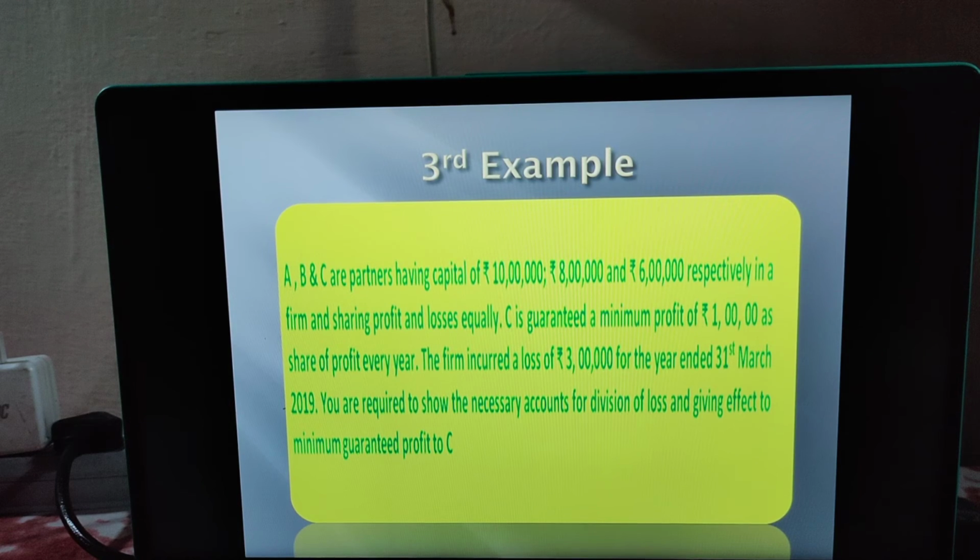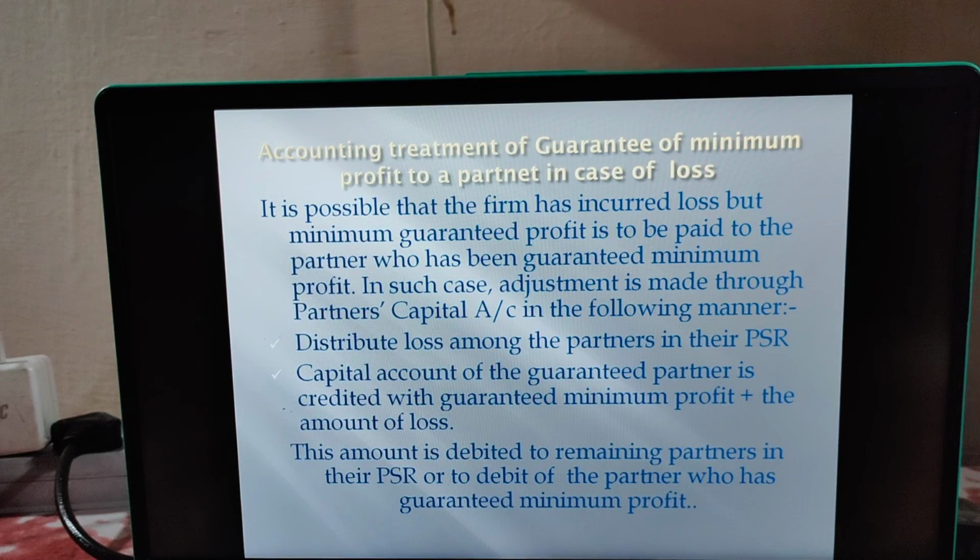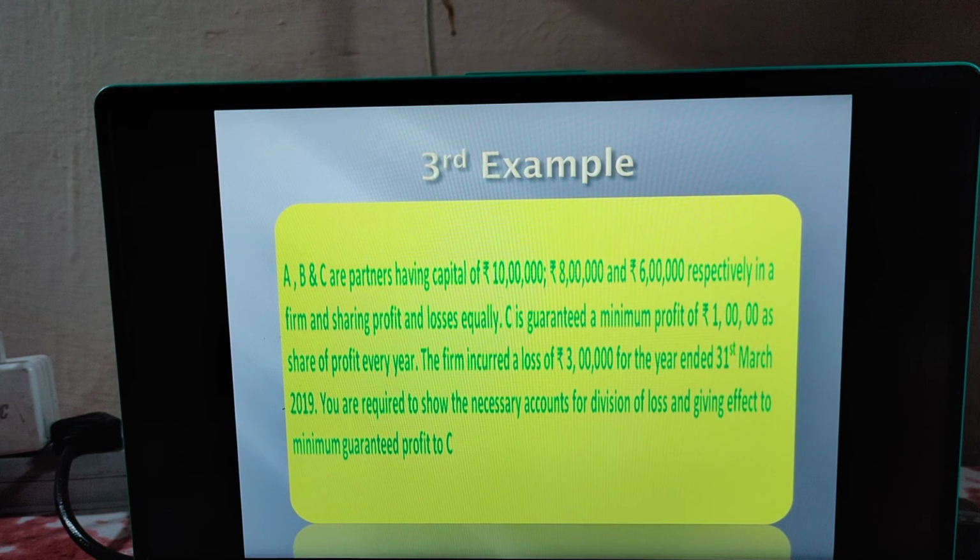Now, to solve this type of question, you have to follow these steps. Okay, what we have to do: distribute loss among the partners in their PSR, and second, the capital account of the guaranteed partner is credited with the guaranteed minimum profit plus the amount of loss. That is, here you have to create the partners' capital account. Okay, you have understood the concept, it should be clear enough. Now we are moving towards the solution.